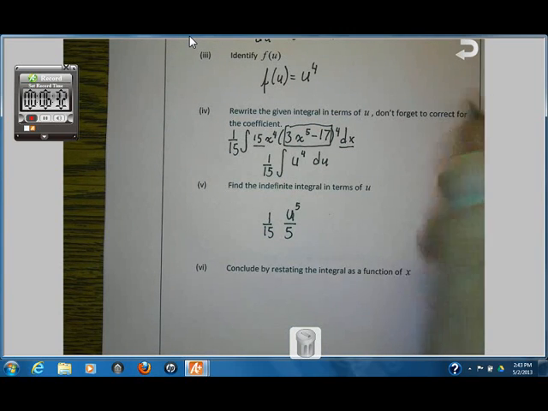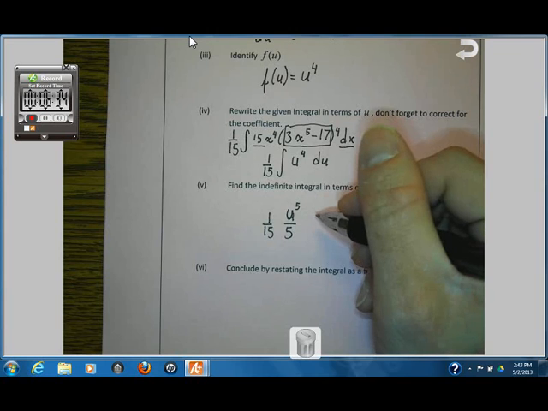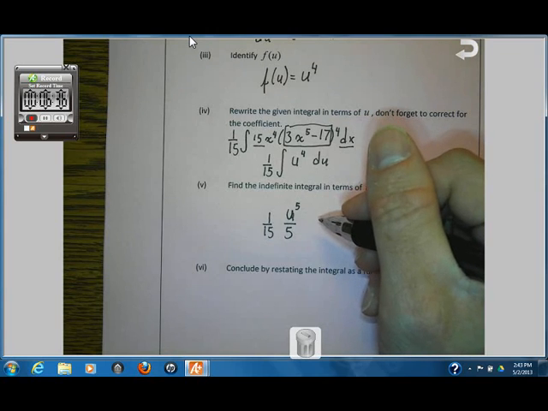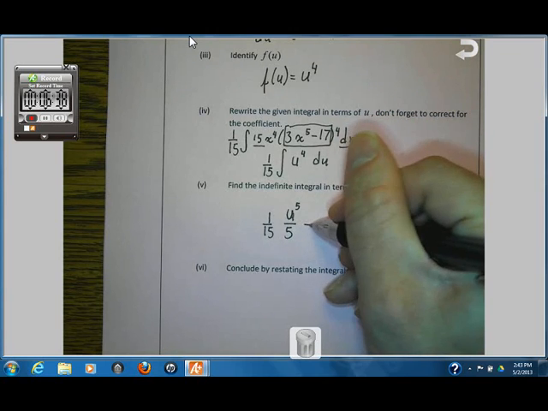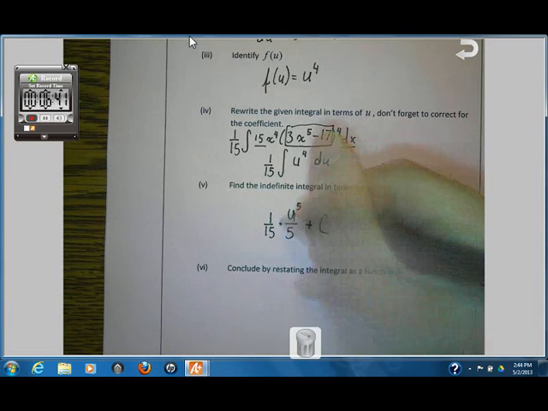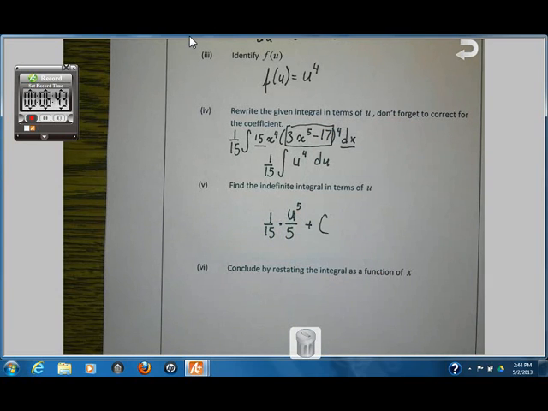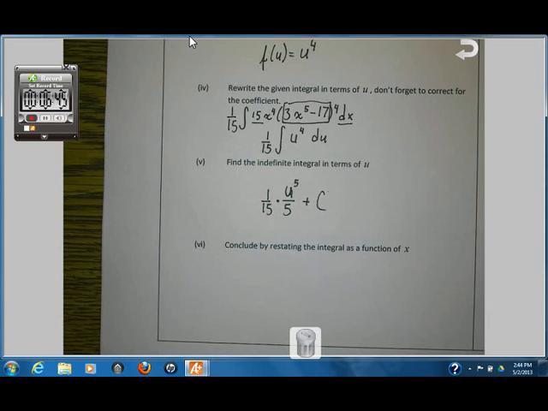You probably want to simplify this further. u to the 5th times 1 is just u to the 5th. 15 times 5 is 75. So we have u to the 5th over 75 plus c.